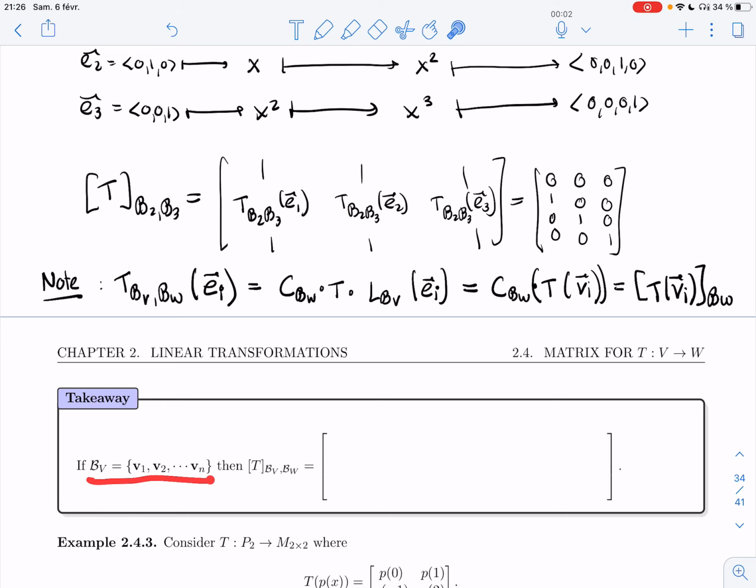If this is your basis, then the matrix of your linear transformation, according to that basis, is going to be, you're going to take T of the first. Oh, sorry, I put arrows here, but we don't need them. T of the first, and you write it in terms of the basis of the codomain. Same thing here, and you keep going. All right, so we'll do an example with that in the next video.